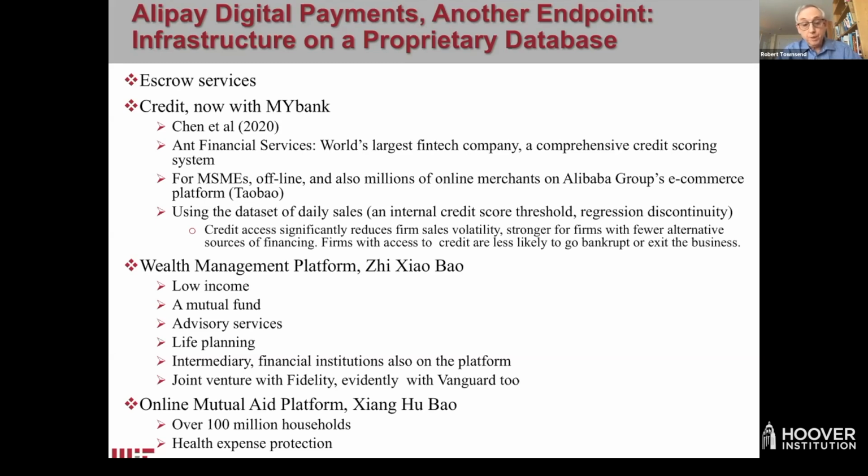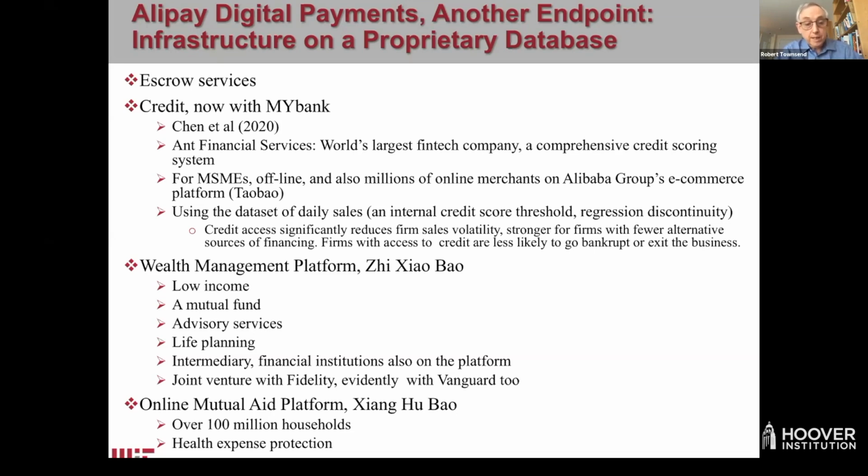e-commerce platform. So they use these daily payments data and an internal credit threshold, or in the jargon of our times, regression discontinuity, to show that credit access significantly reduces sales volatility. It's helping these small and medium firms. The effect is stronger for firms with fewer alternative sources of financing. And they show that firms with access to credit based on scores from the payment platform are less likely to go bankrupt or to exit the business.